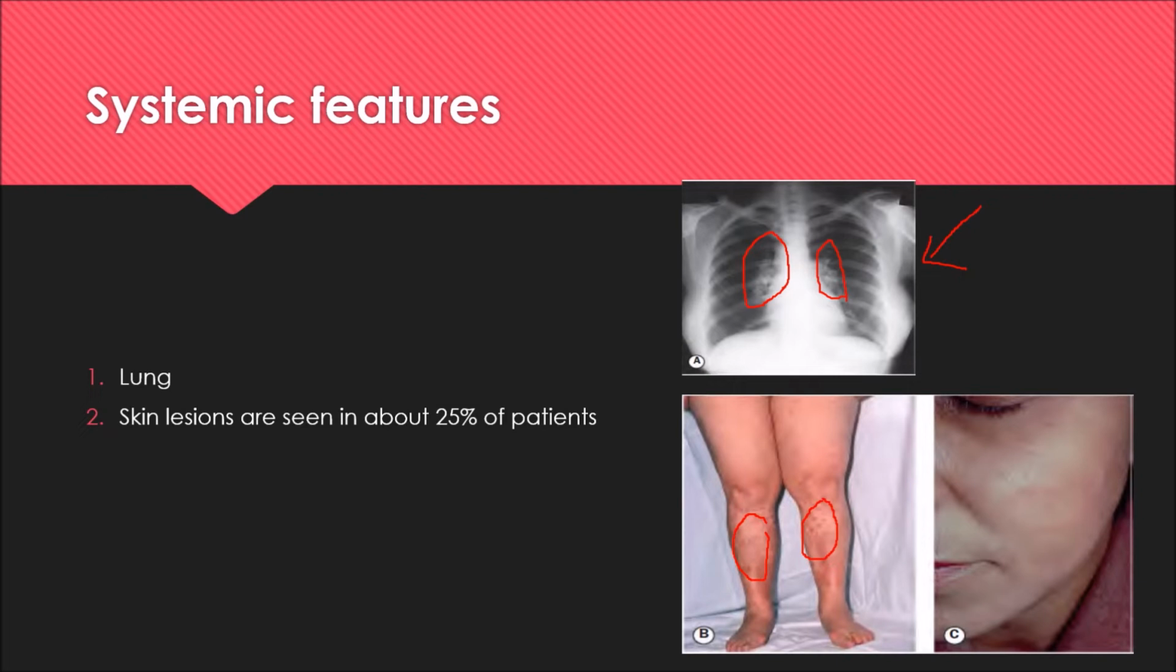Lupus pernio, which is indurated violaceous lesions involving exposed parts of the body, such as the nose, cheeks, fingers, and ears. Here in this picture, it is more properly seen around the cheeks and in the nose area. And granulomatous papules or macules.